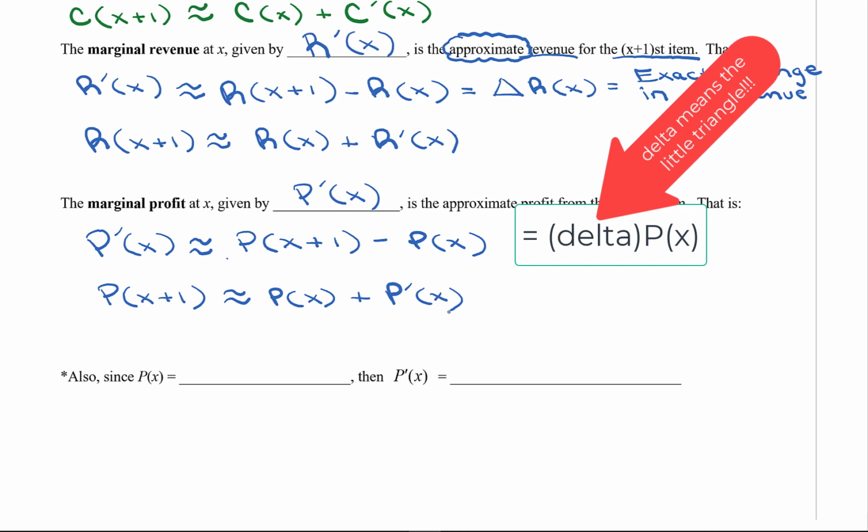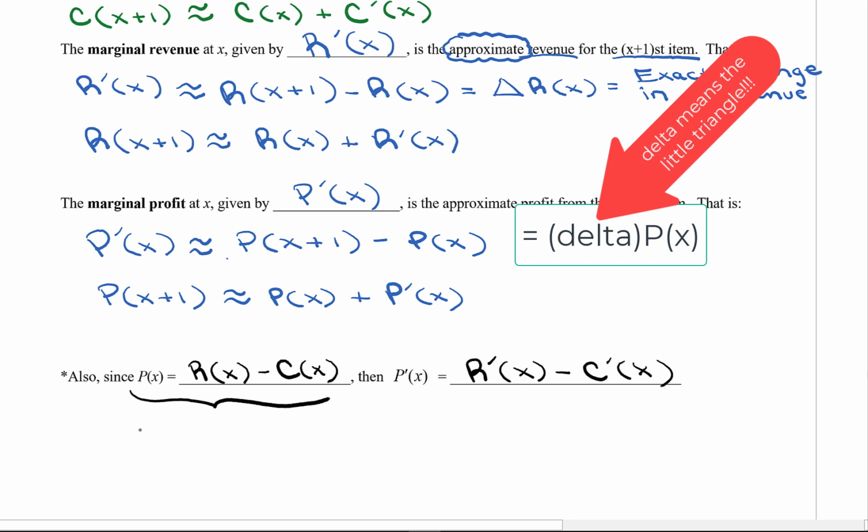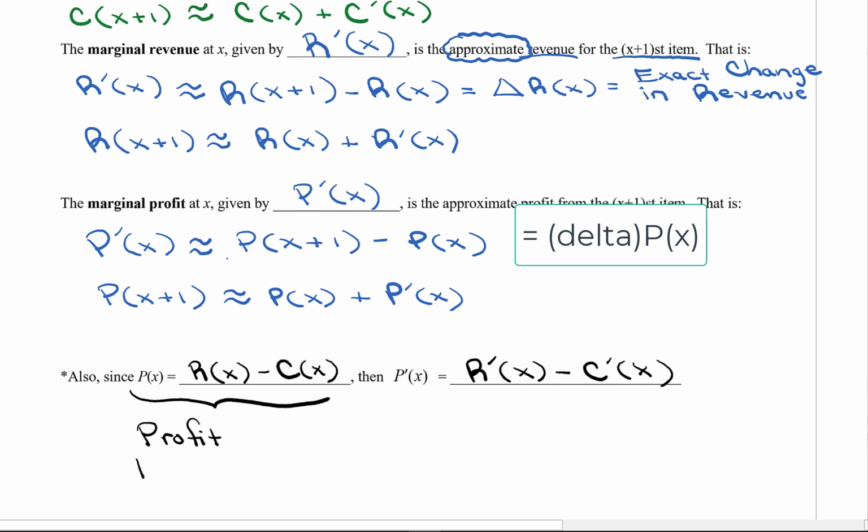Also, remember that we could write the profit function as R of X minus C of X, right? You can subtract the cost function from the revenue function, and that's going to give you the profit function, P of X. And P prime of X is also going to be equal to R prime of X minus C prime of X, right? Or the derivative of the profit function is equal to the derivative of the revenue function minus the derivative of the cost function. So the first one represents our profit function. The second one represents our marginal profit function, or the derivative of our profit function.